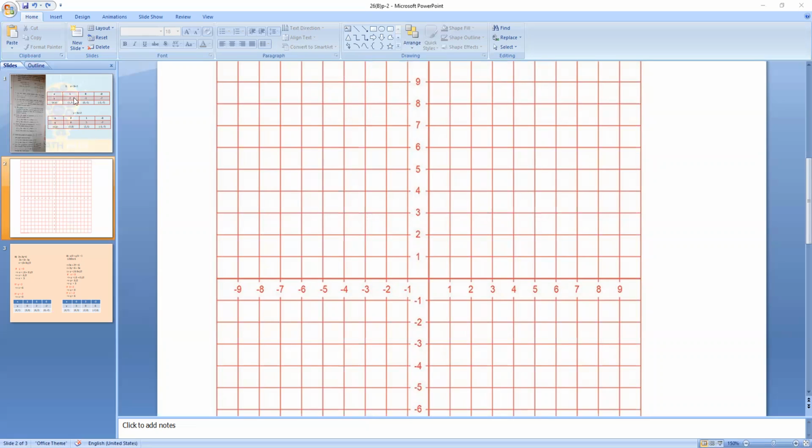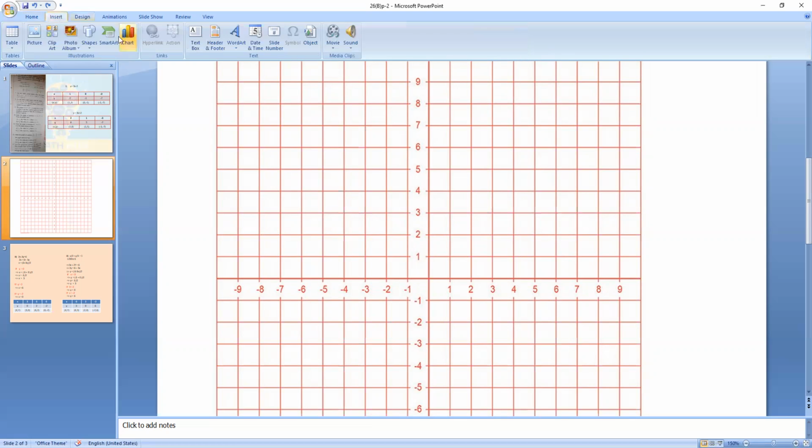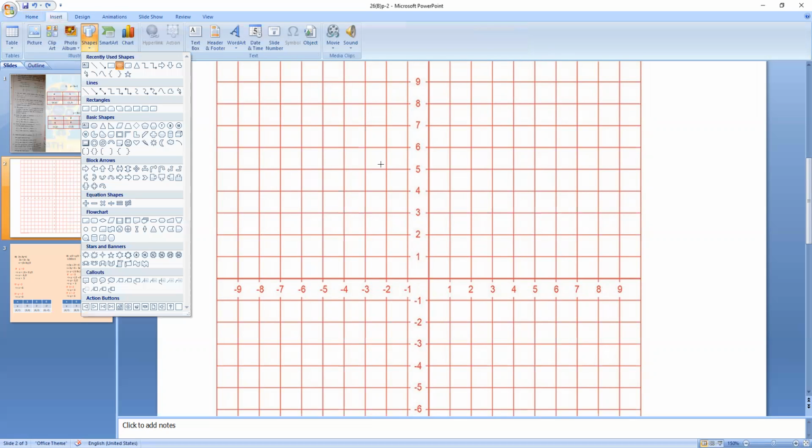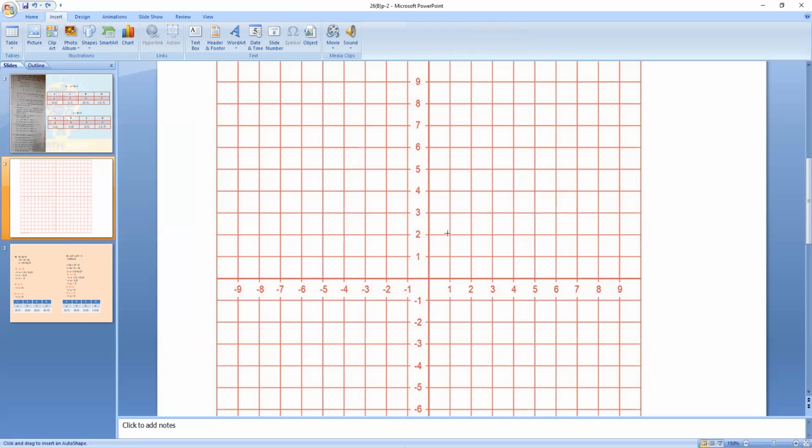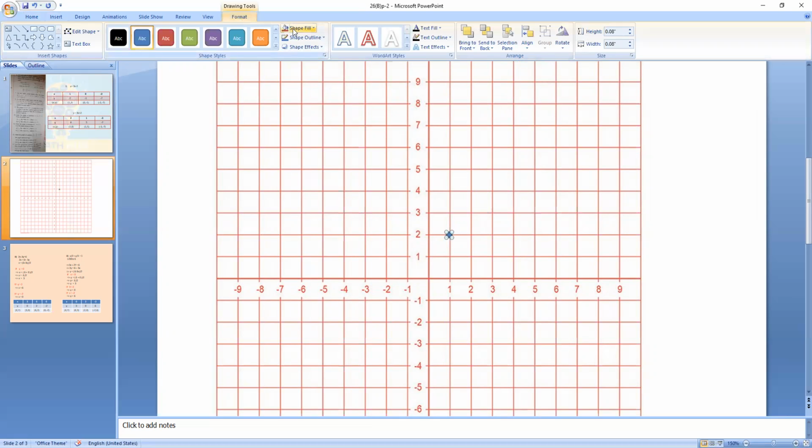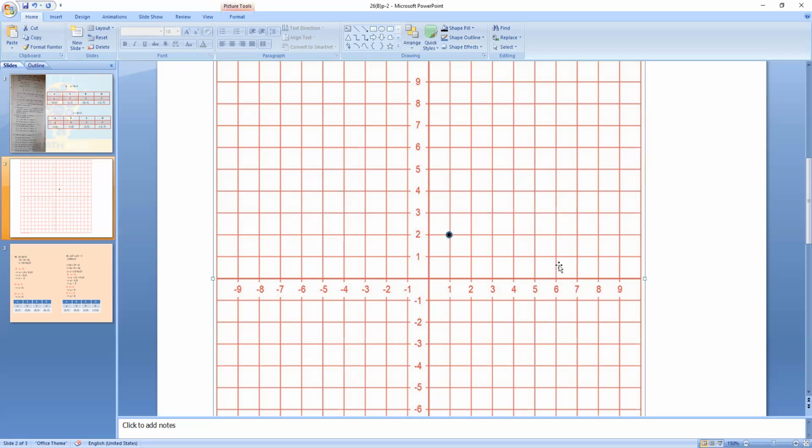See, the first point is 1 comma 2. So, let me mark there 1 comma 2. On x it is 1, on y it is 2. So, this is the point, right?